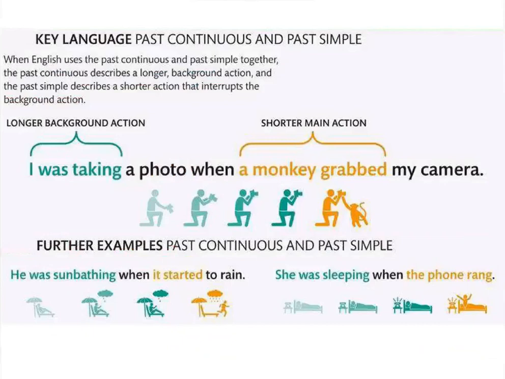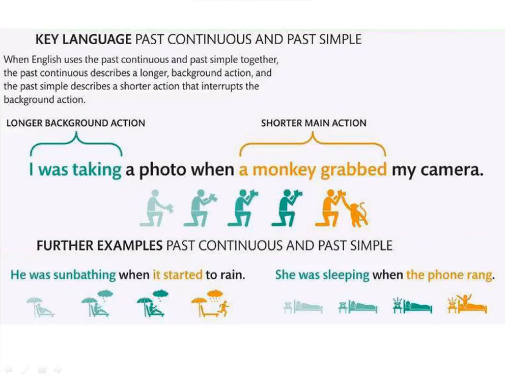Let's see now the past continuous and the past simple in an interrupted action. We say interrupted action, meaning a long event in the past that was cut by a short event, a short action. The past continuous and the past simple together, we can use them in this context, the interrupted action. The past continuous here describes a longer background action, the context, giving you the context of what was happening at that moment. And the past simple describes a shorter action that interrupts the background action, the one that cuts the long action.